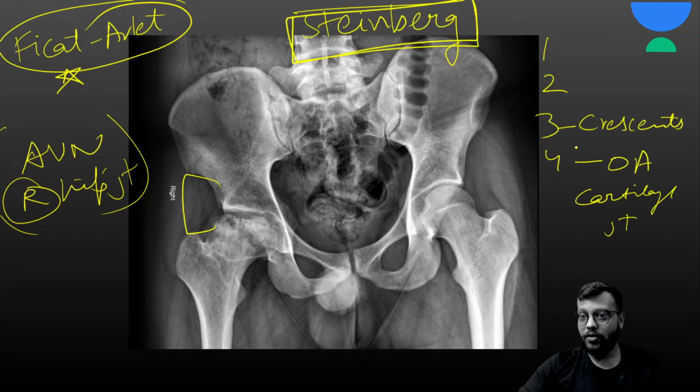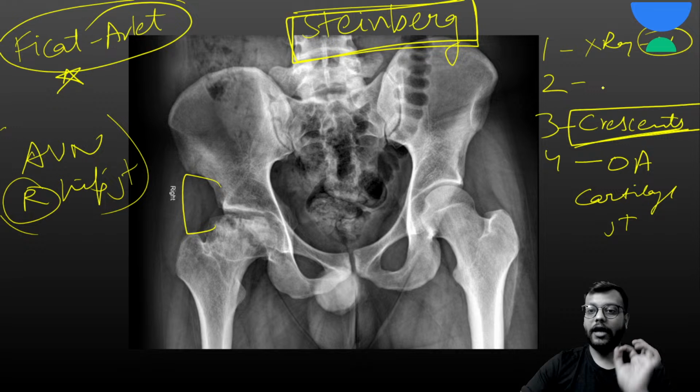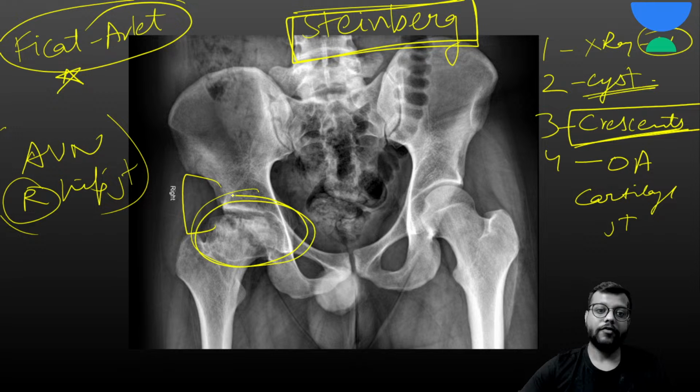Okay, so in type 1, x-ray will be normal. And in type 2, what you will get are subchondral cysts and sclerosis, etc. There you can see the head of the femur is collapsed with involvement of the acetabulum and the joint space. So this is type 4 Ficat and Arlet classification. So AVN is very important, also called as the osteonecrosis.